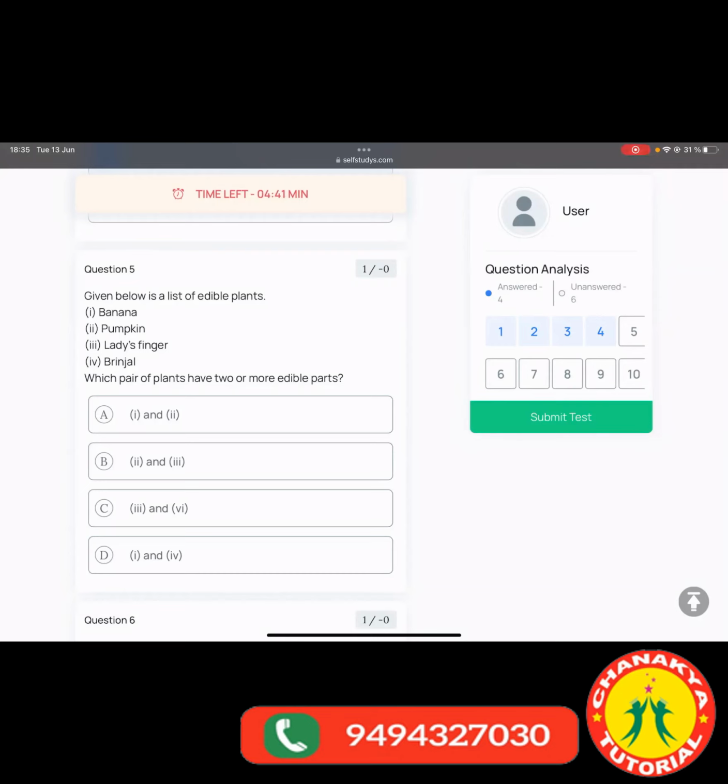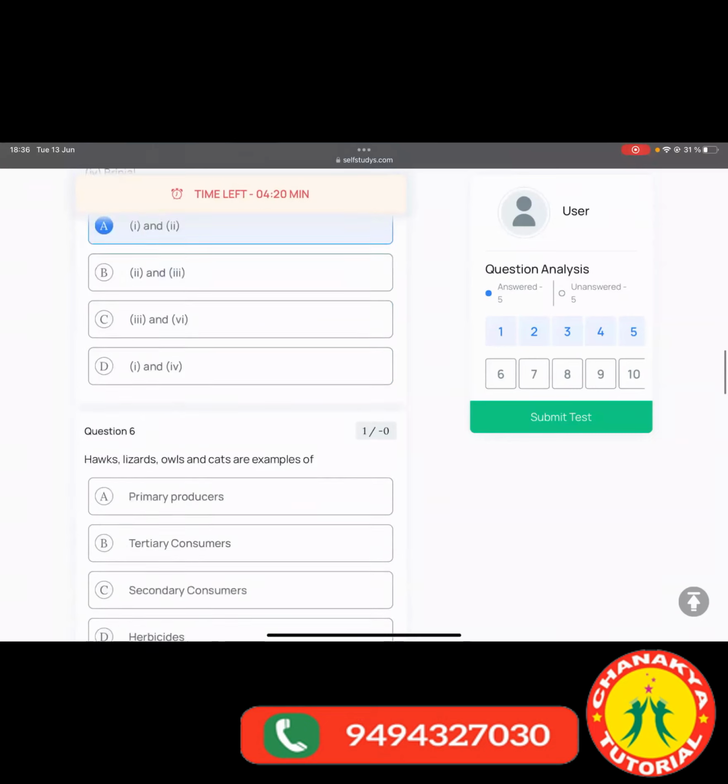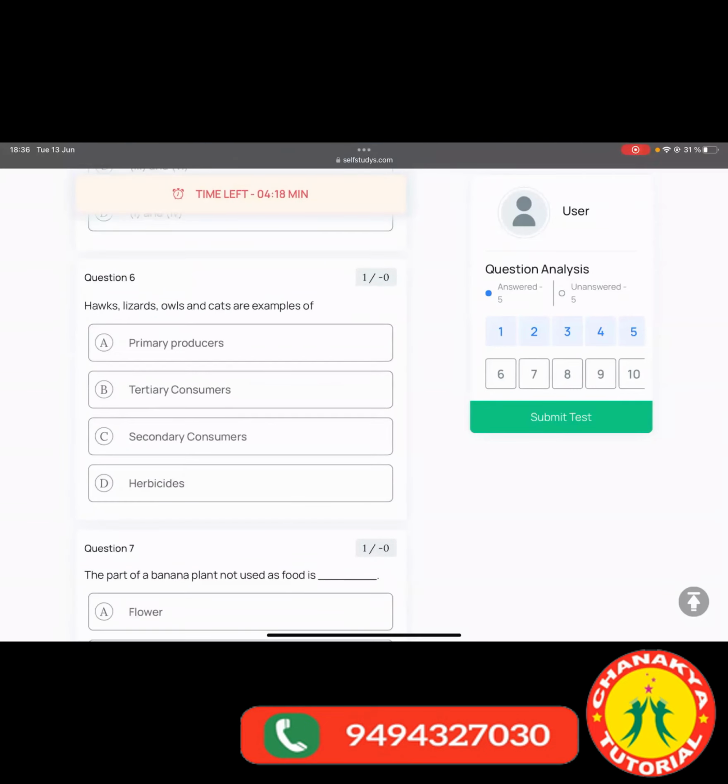This is easy only. Ma'am, 1 and 2. 1 and 2, very good, because we know that pumpkin flowers can also be edible. We also know banana can be edible as the fruit, and even its peel has roughage, which is good as medicine. Okay, next person.